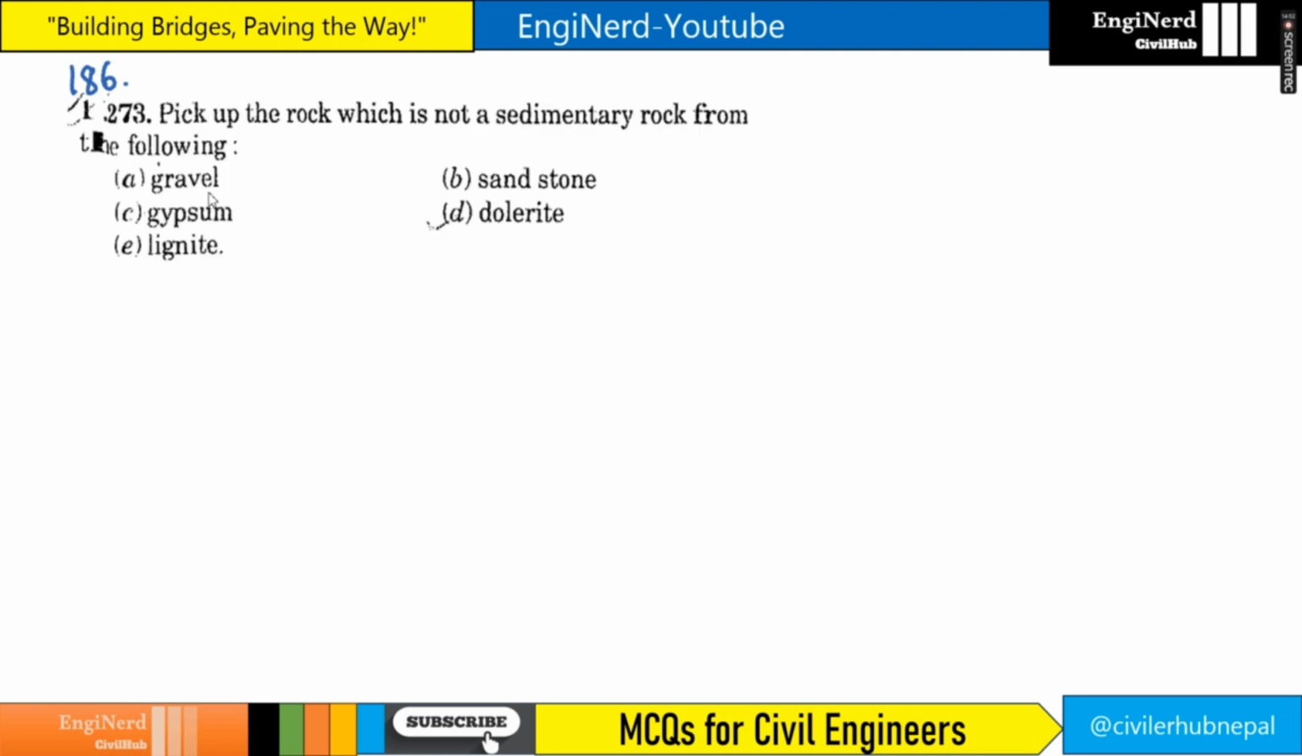Question number 186. Pick up the rock which is not a sedimentary rock from the following. Gravel is a fragmental sedimentary rock, and the same is sandstone. Gypsum is also a sedimentary rock, but dolerite is a hypabyssal rock, right? So this is not a sedimentary rock. So our answer will be dolerite.